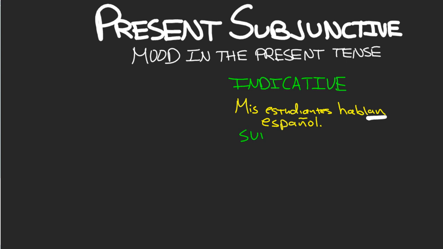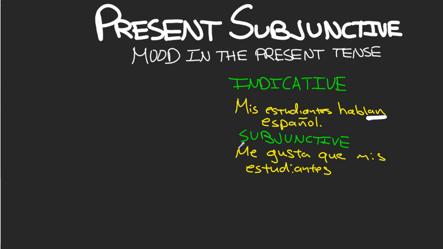So then an example in the subjunctive of an idea that's similar but slightly different would be: me gusta que mis estudiantes hablen español. And you can see that when I conjugated the verb hablar here, I used a different conjugation. I said hablen as opposed to hablan. And that is because I needed to use the subjunctive mood for this verb here.